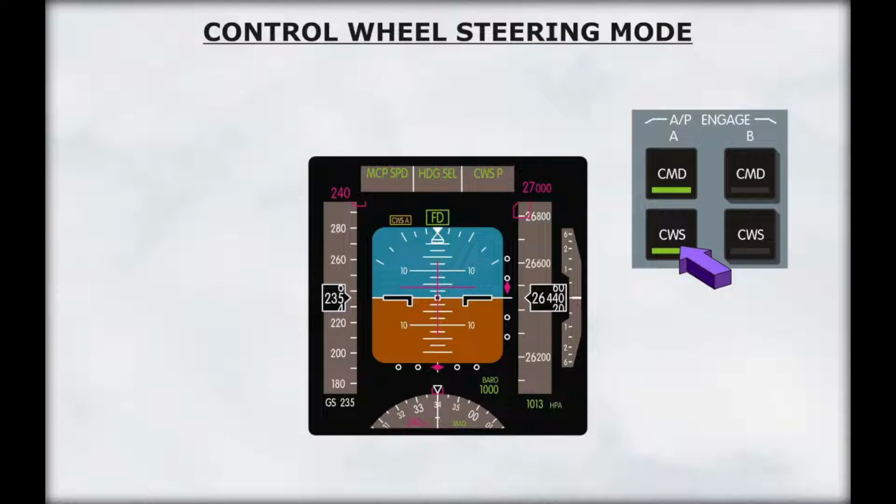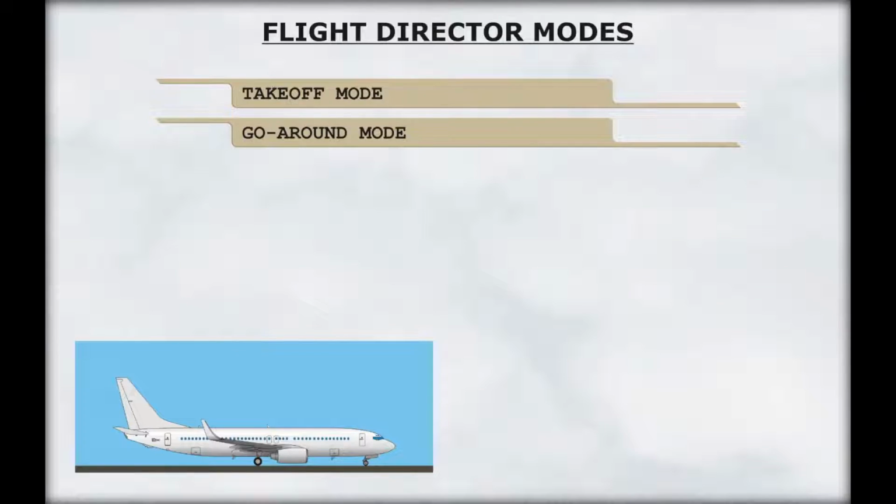The flight director command bars can be used for guidance while operating the autopilot in the control wheel steering mode. The flight director as well as the control wheel steering modes are enunciated in the FMA. Let's look at the flight director modes.